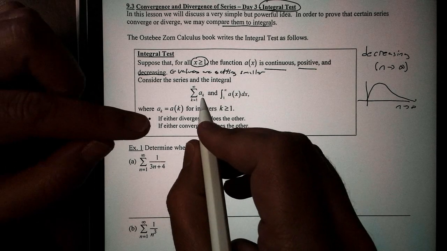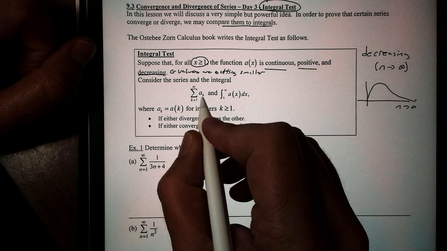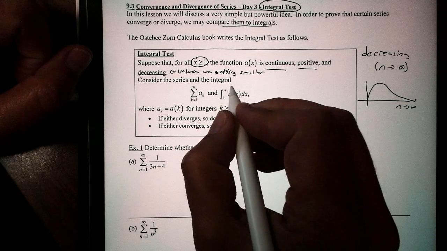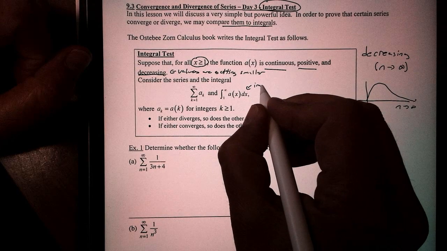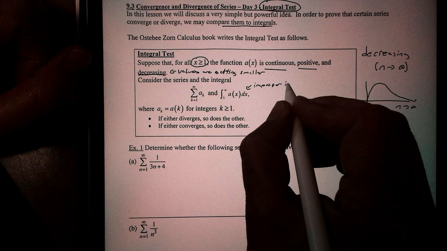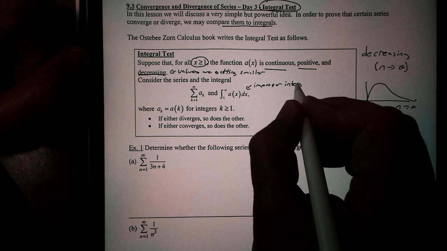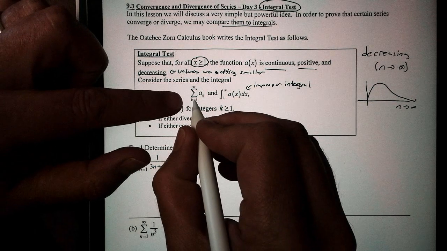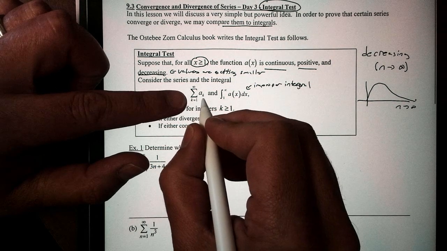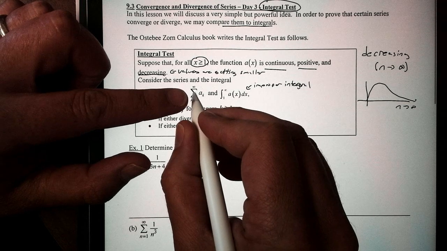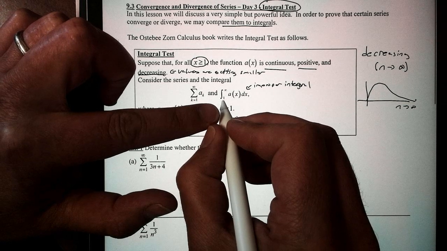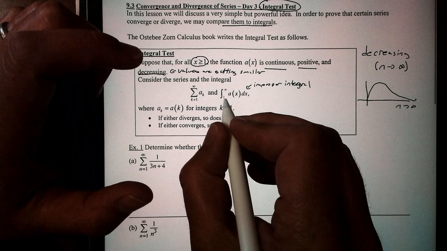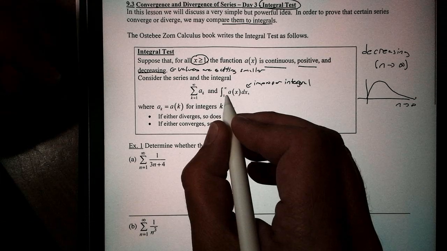What the integral test says is that if I'm looking at a series, then I can compare it to an improper integral. Notice, this will be an improper integral, and we'll talk about that in a second. If I'm looking at a series as n goes from 1 to infinity, I can compare this to my integral as the values of the function go from 1 to infinity.